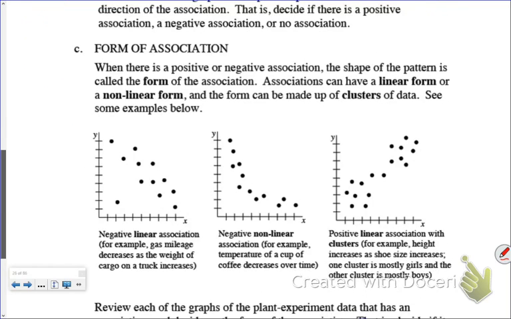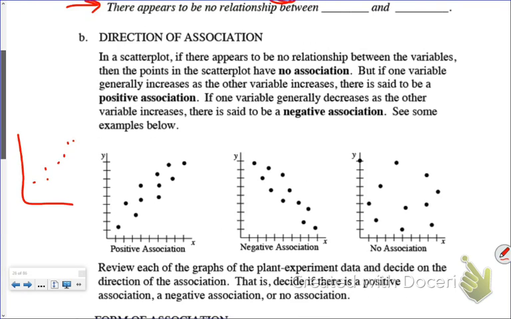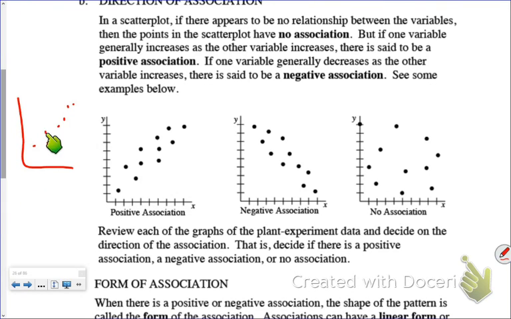Let's talk about form. What form is it in? Is it going to be linear or nonlinear? Take a look at your graph. What would you say? Linear. That's linear, right? So we're going to say linear. Now we got to talk about clusters, okay? So are there clusters or no clusters? No clusters. So linear with no clusters is the other phrase that you would write. Linear with no clusters. And we're talking about this one right here, right? This is the original. That's the one you did.